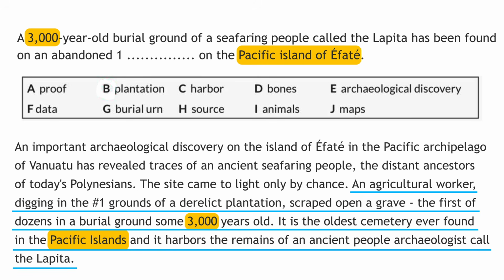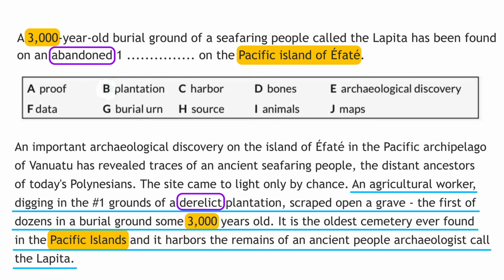All right, this is a little bit tricky here because, as you can see, the answer is something about a place or maybe something which is abandoned. In this sentence, there is a word that sounds a bit like abandoned, the word derelict. Derelict is the synonym for abandoned, all right? So we read the question again here. A 3,000-year-old burial ground of a seafaring people called the Lapita has been found on an abandoned plantation on the Pacific island of Ifat.